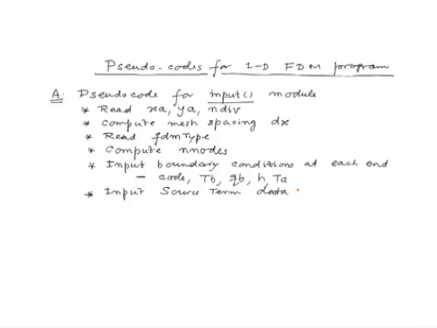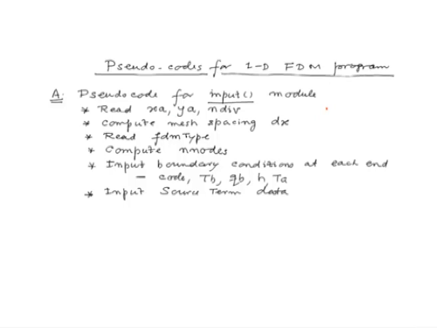Okay. So, that completes our pseudocode for input module. Now, each one of the tasks which we listed, that is what we mean by pseudocode, written in plain English what each statement or a set of statements are supposed to do. So, read X, A, Y, and A, this can be translated into a single line of the code. Similarly, compute spacing of dx, this again gets translated into a single line of code, read FDM type, a single line of code, and so on.